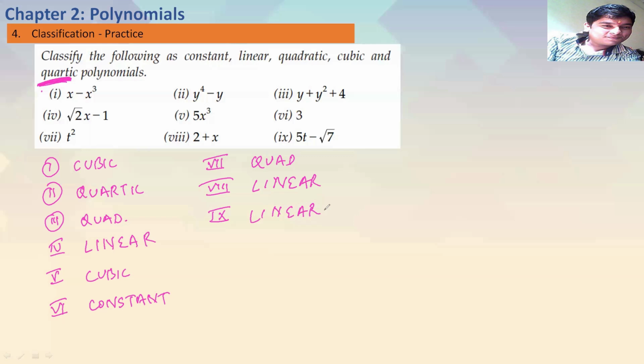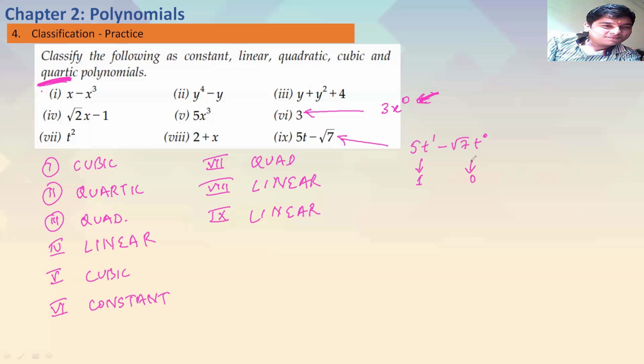Any confusions? Please tell me. Which one is confusing for you? You are confused between constant and linear. Yeah, a little getting confused over there only. Constant means the highest power should be 0. So this is actually 3x power 0. So it is a constant one. There is no x in this. Power is 0 for x. But this one, for instance, it is 5t power 1 minus root 7t power 0. So there is a power 0 here. There is a power 1 here. Highest power is 1. So this is linear.